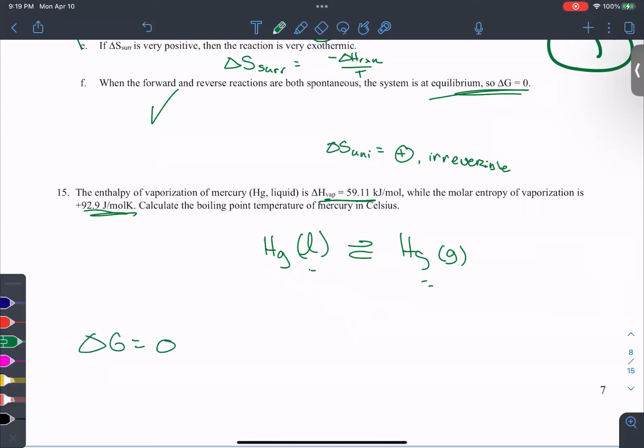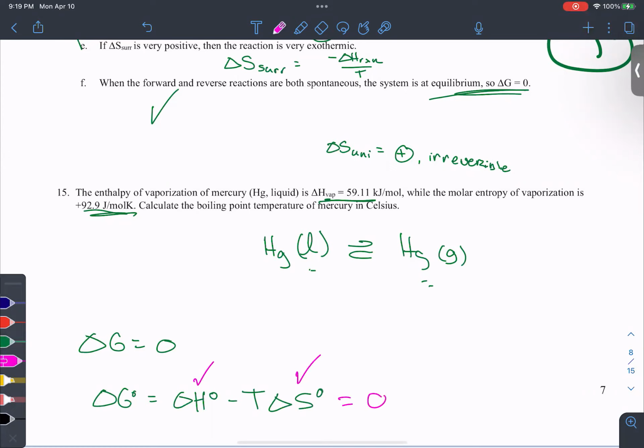But we need an equation that has delta G in it. If you look at your equation sheet, about halfway down, we see an equation that says delta G naught equals delta H naught minus T delta S naught. We are given delta H, we are given delta S for this reaction. If we set this equal to 0, we can solve for temperature. Because we've set delta G equal to 0, we're figuring out the temperature at which this system is at equilibrium, meaning liquid and gas are present at the same time. That sounds like boiling, right?